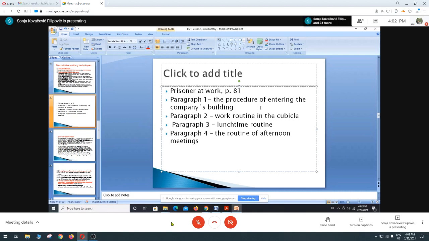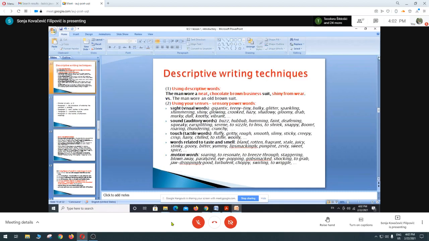Now let us move on to one important aspect of writing, especially descriptive writing, which has to do with choosing vivid, precise, descriptive vocabulary, which very often relies on your senses. So here is a list of descriptive writing techniques.